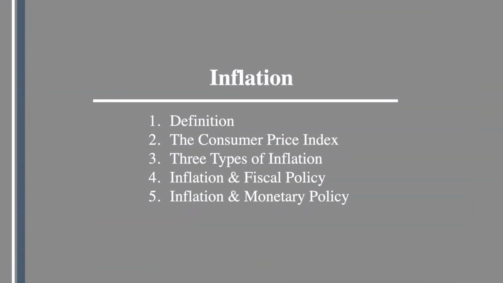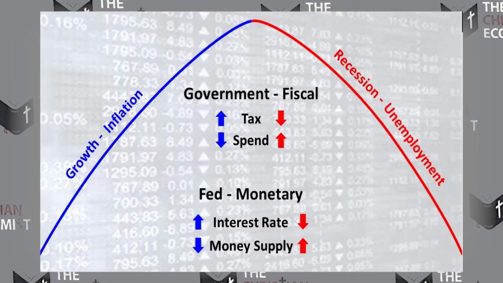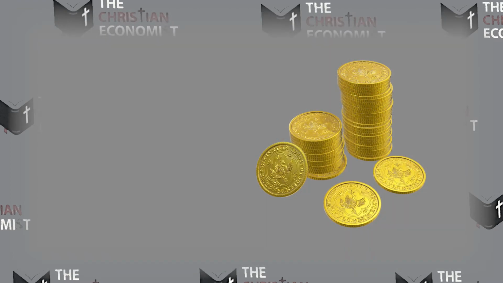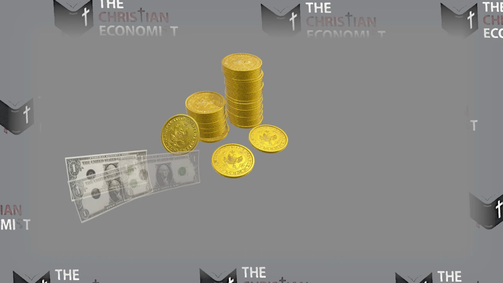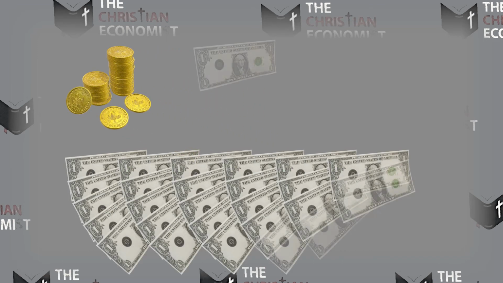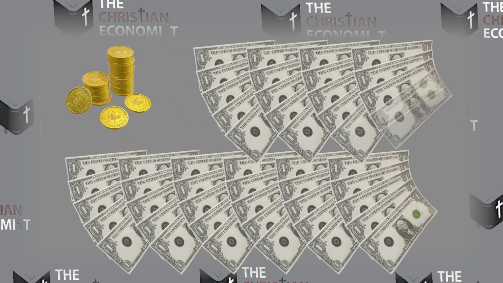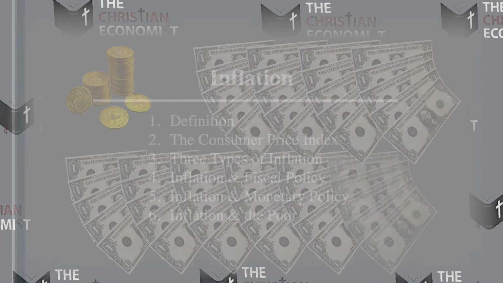Inflation and monetary policy. Continue to look at the macro model, and in the bottom center, you'll see something called monetary policy, which is exercised by the Federal Reserve Bank. They do two things: control interest rates and money supply. Our concern today is money supply. As the Fed increases the money supply, each dollar becomes worth less. This is how the Fed, via monetary policy, contributes to inflation. It gets pretty simple. The more dollars there are, the less each one is worth. As they increase the money supply, it causes inflation.